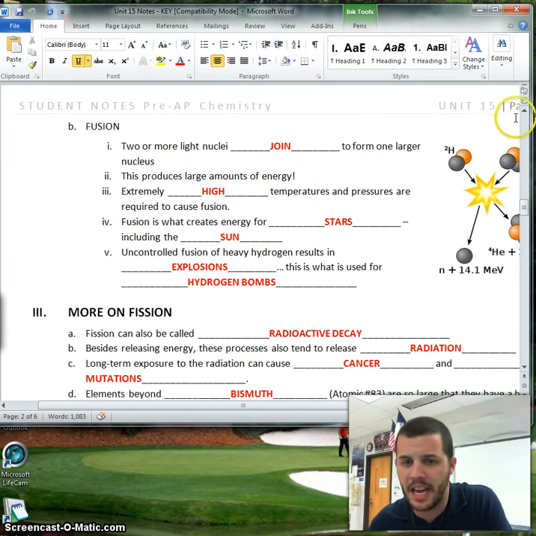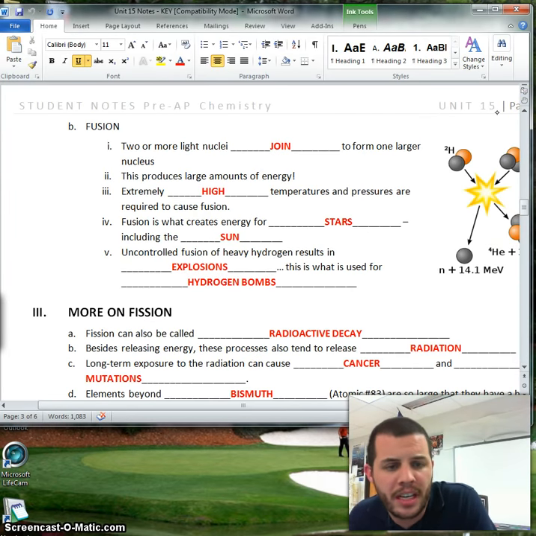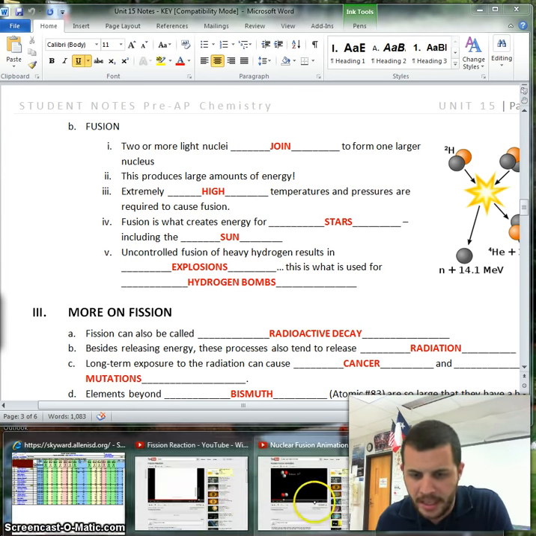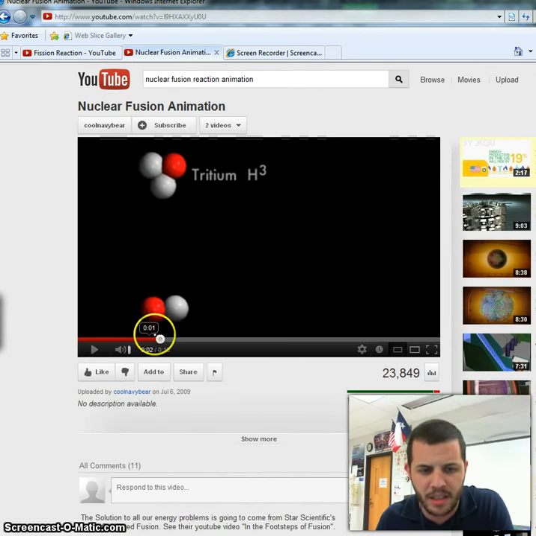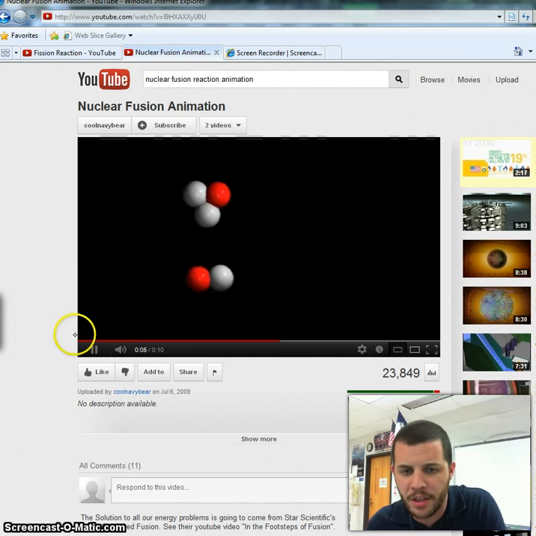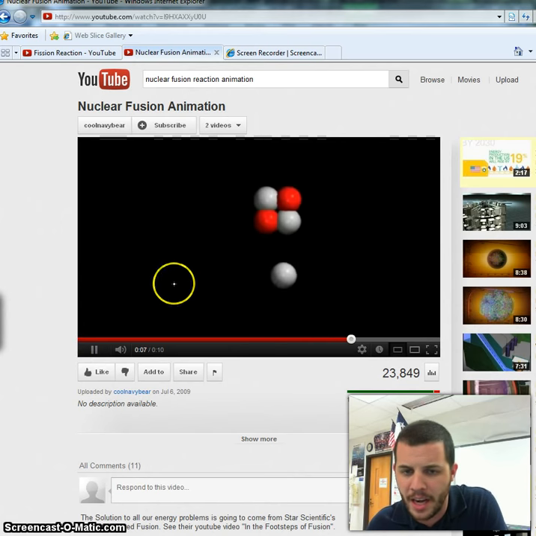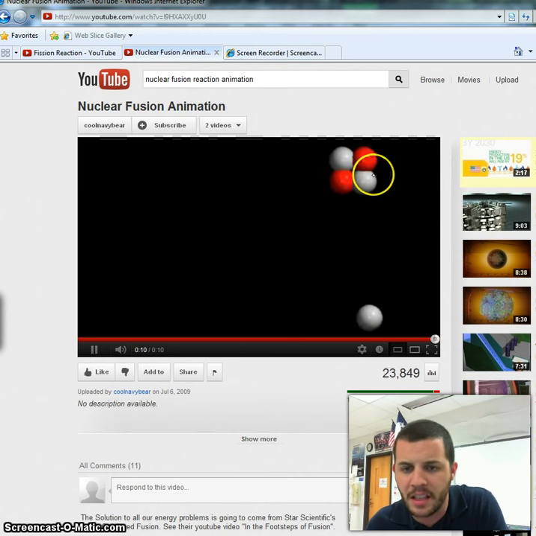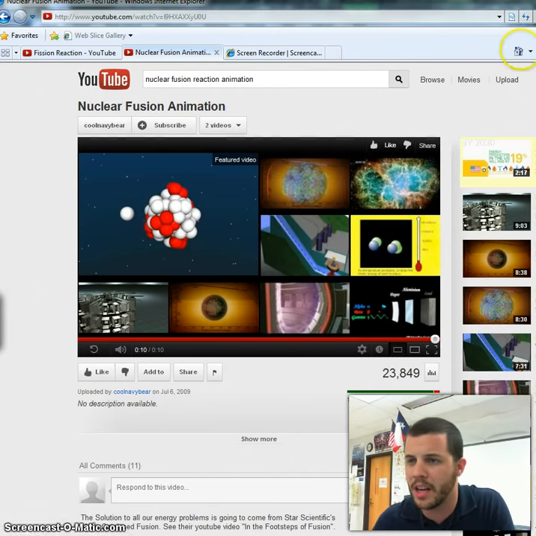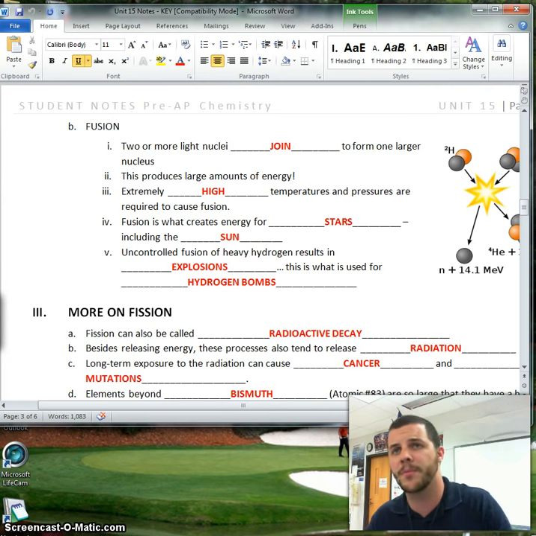Fusion is a different situation. Fusion is where we're going to take two or more light nuclei and join them together. Okay, this is what's taking place in the sun. So here is an example of fusion. We take these two light nuclei. Now these are going to come together in a fusion reaction, and it's going to make a helium atom and one neutron.